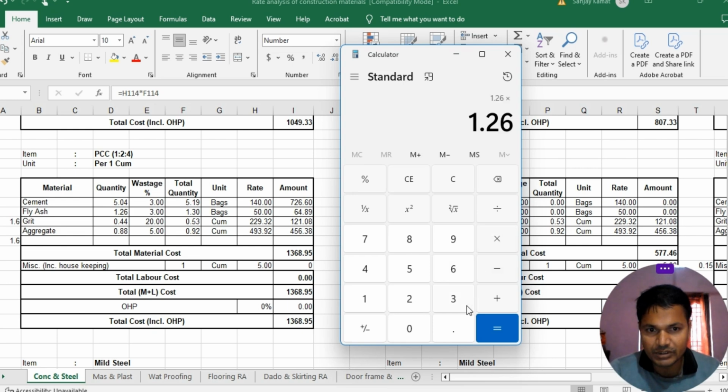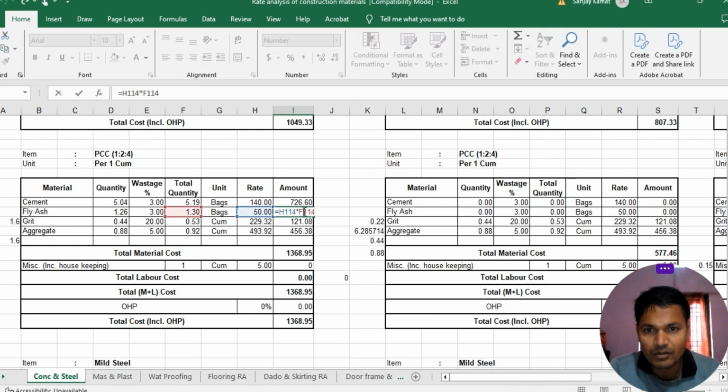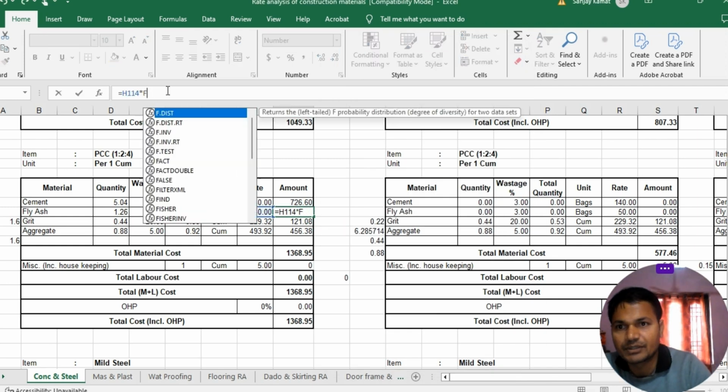1.2, then how much is it coming? 63. So let's multiply again. 50 multiplied by 1.30. If you do, then how much? 65. So we did this value. Oh, sorry, this is exactly 65. So write down here 65.